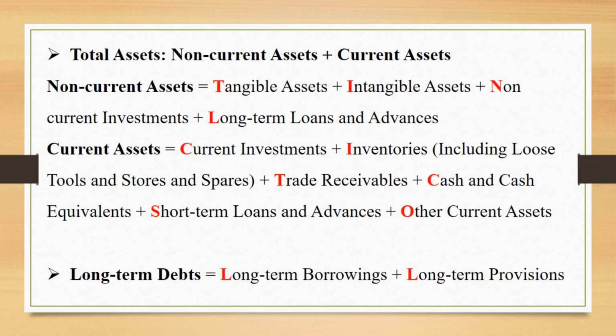Total assets will include non-current assets plus current assets. Non-current assets will include all the tangible assets, intangible assets, non-current investments, long-term loans and advances, whereas current assets will include the CICS, that is current investments, inventories, trade receivables, cash and cash equivalents, short-term loans and advances, and other current assets. Long-term debts will basically include the long-term borrowings plus long-term provisions.